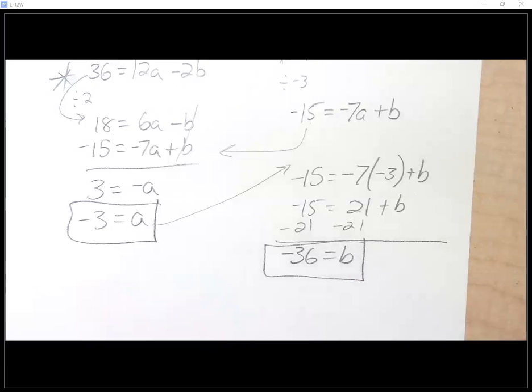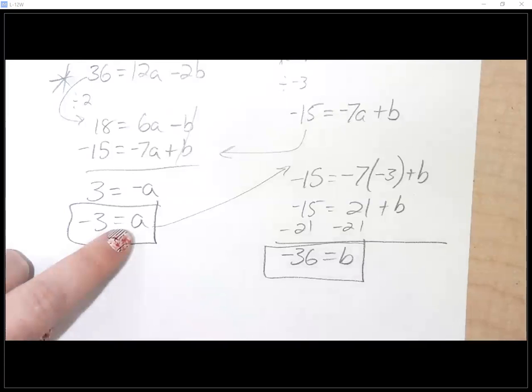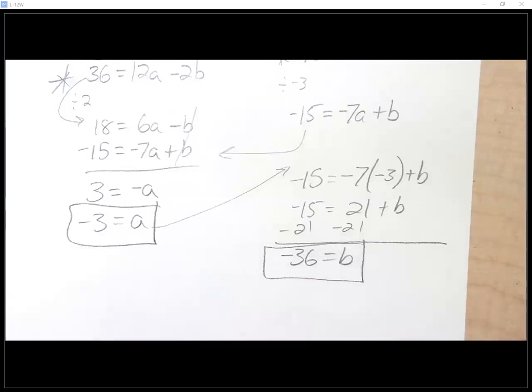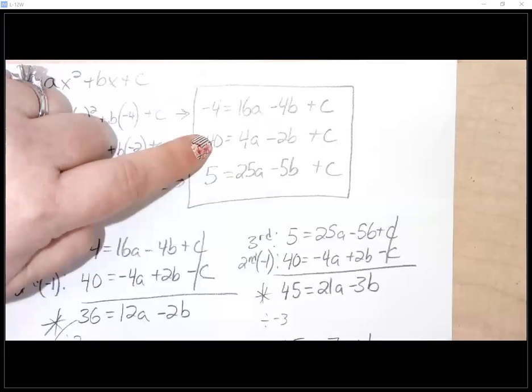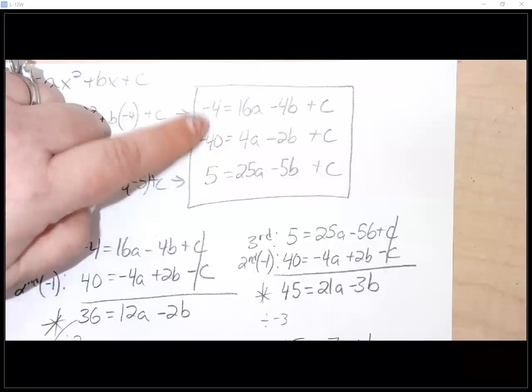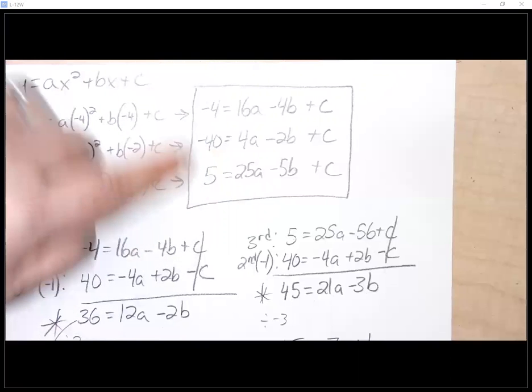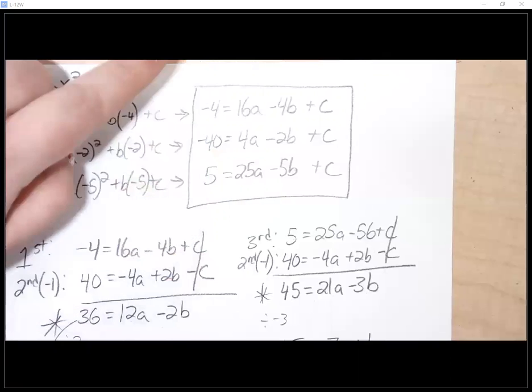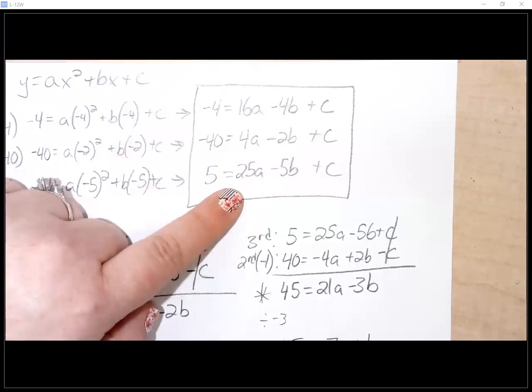Right? Did I mess up? And then I just have one left to find, and that's C. So I already have A and B. So now I go all the way back to my originals, and I pick any one of these 3. So I'll do the bottom one, whatever. Doesn't matter. You pick whatever one you want. So I'll take that one, and I'm just going to plug in everything to find C.